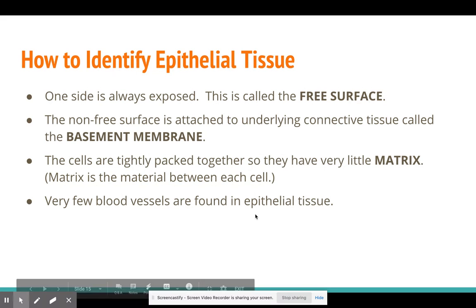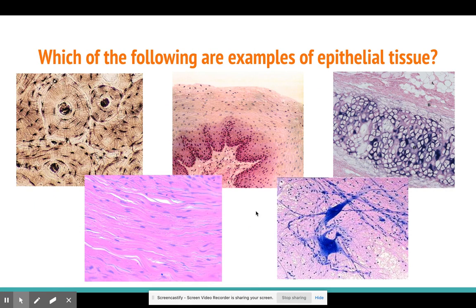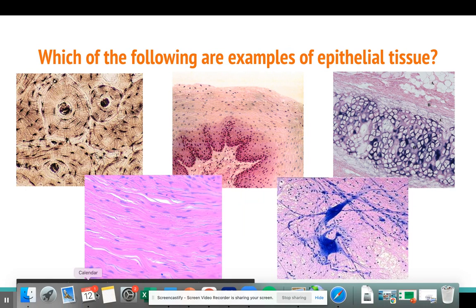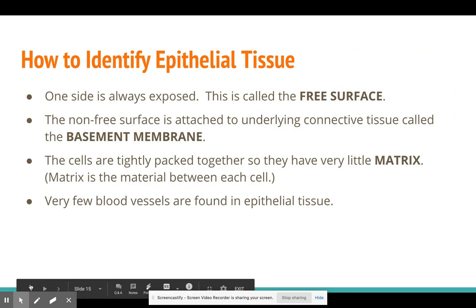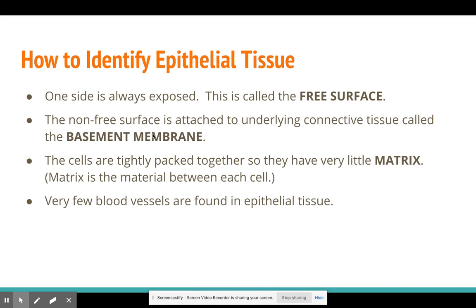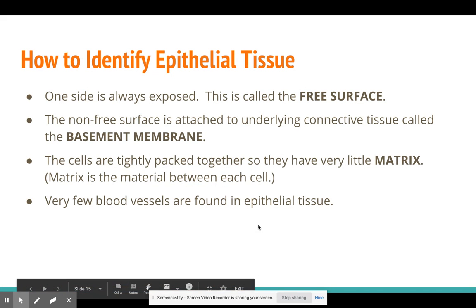What we're going to look at next is we're going to try to identify which of the pictures is epithelial tissue. I'll give you guys a second. Think about what we said previously, in the previous slide: one side is exposed, there's a non-free surface, the cells are tightly packed together, and there are very few blood vessels.